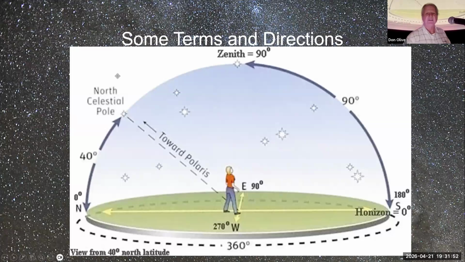You can see here the zenith straight overhead. North, this is divided into 360 separate divisions. East is 90, south is 180, west is 270. 90 degrees from the horizon to straight up. That's where the zenith is. Now, this one is for a little bit further north, so they're showing the north celestial pole 40 degrees. Ours is 33.5 degrees off of the horizon.